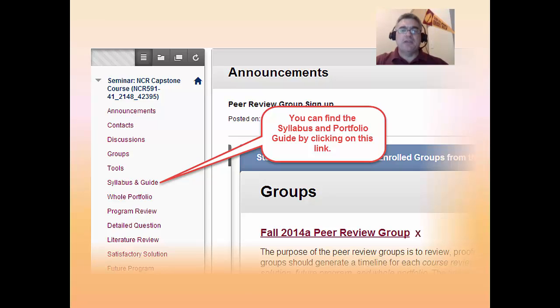The syllabus and portfolio guide contain everything you need to create your portfolio. All of my lectures follow the instructions in the portfolio guide. Grading rubrics are provided for each chapter of the portfolio. You must meet the grading rubric criteria to receive full credit for the portfolio.